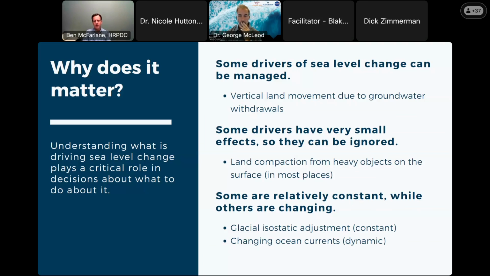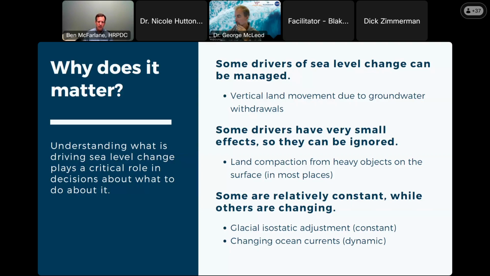Other drivers are relatively small compared to each other, so we can kind of ignore them. That doesn't mean that they're not important. It just means that they're not as important as others. For example, there may be, in certain areas, land compaction from large structures or other heavy objects on the surface. If that's happening, it's probably not happening a lot here because of what our soils are composed of and the types of soils we have in our region. While that may be important for a neighborhood or a specific structure, it's not necessarily as important for our large scale planning efforts.